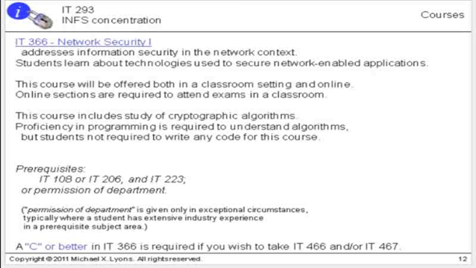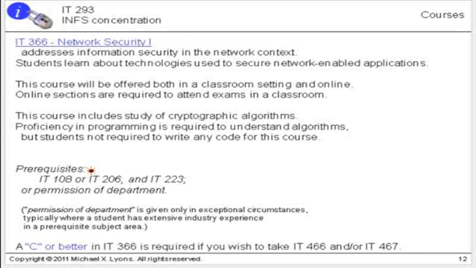particularly starting from the information security services that we did in IT 223. This course we offer both online and in the classroom, and as we talked about earlier, for the online sections, for this course you need to attend a midterm exam and then a final exam in a classroom setting. In this course we get into algorithms as part of cryptography, and you'll see the prerequisites are IT 223 as usual, and then either IT 108 or 206.